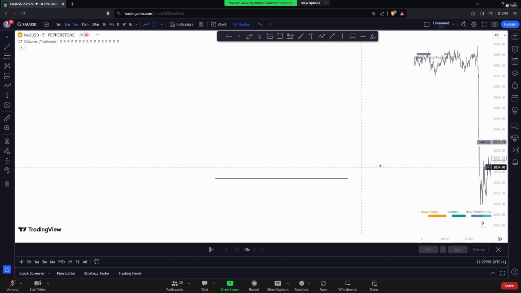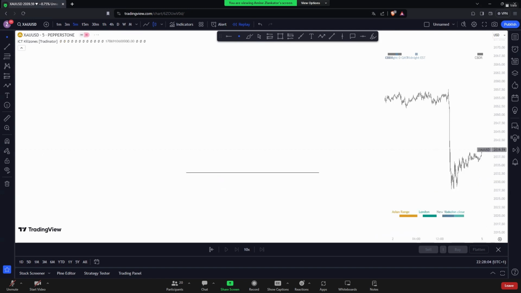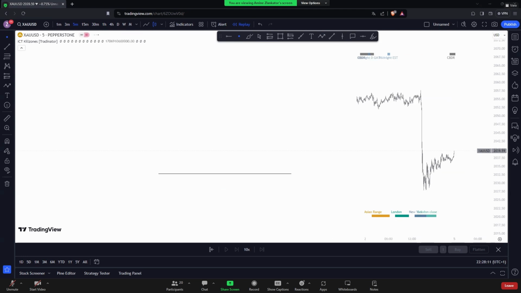Okay, my TradingView is weird today, so let's just give it a moment. Come on, man. Can you guys see my screen clearly? Is it laggy or something?